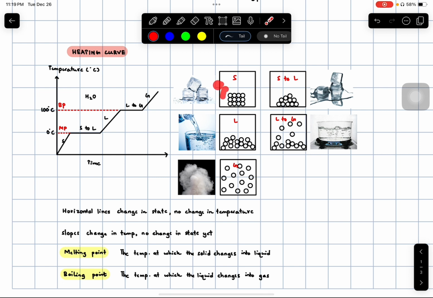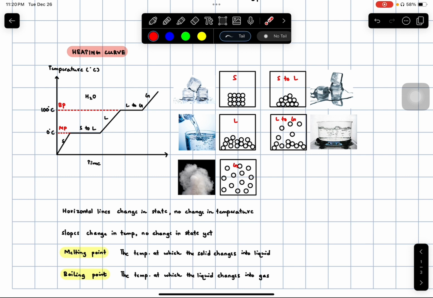liquid, where you can see that the solid particles here will gain enough energy to vibrate, and that's when you will be able to see solid starting to melt into a liquid. The melting process, in which the solid is changing into a liquid, where the structure is going from the regular lattice structure to the random arrangement, is happening in the horizontal line here. So the horizontal line means that there is a change in state, but there isn't a change in temperature yet. The melting is taking place at 0 degrees Celsius.